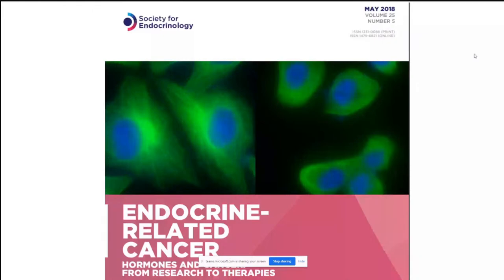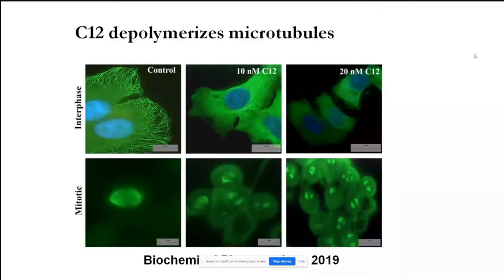This is one of our works on the cover page of Endocrine-Related Cancer. We work on microtubules. In collaboration with NIPER Mohali, we found one molecule, an analog of combretastatin A4, C12. It's much more potent than combretastatin A4. Combretastatin A4 is undergoing at least 20 to 30 different clinical trials, for all kinds of tumors, and this compound is much more potent than combretastatin A4.